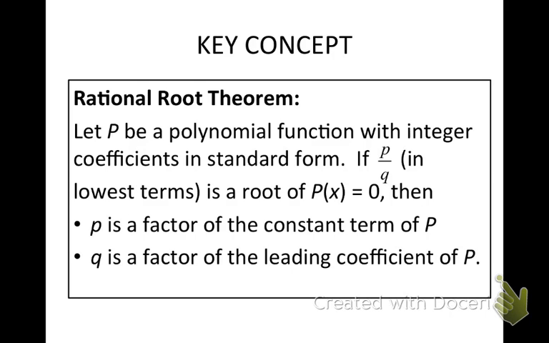First up, we would know that p has to be a factor of the constant term. So now if you think about a polynomial in standard form, the constant term is the number that doesn't have any x attached to it, right? So that's our p. The q is going to be a factor of the leading coefficient. So we're looking for the leading coefficient of the polynomial.